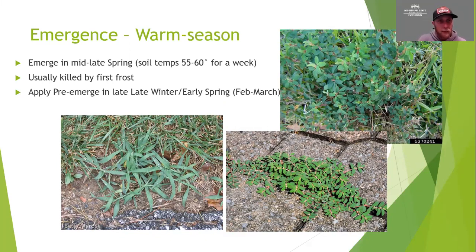And then we have warm season emergence. Again, just the opposite of the cool season. These emerge in the mid to late spring when the soil temps hit 55 to 60 degrees for a week or so. Again, these include the spurges, your lespedezas, which is up here on the right, kind of looks like a spurge. This is a spurge that we typically see growing in compacted areas and high traffic areas, or even in cracks in the concrete, things like that. And then we have crabgrass, which is a summer annual over here on the bottom left. These are usually killed by the first frost. And then again, we want to apply pre-emerge in the late winter or early spring.